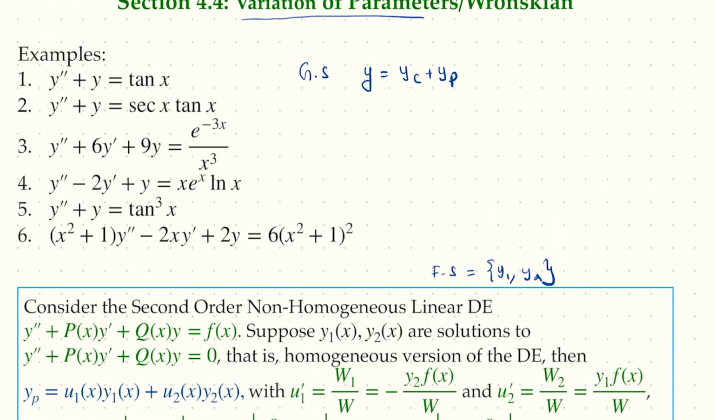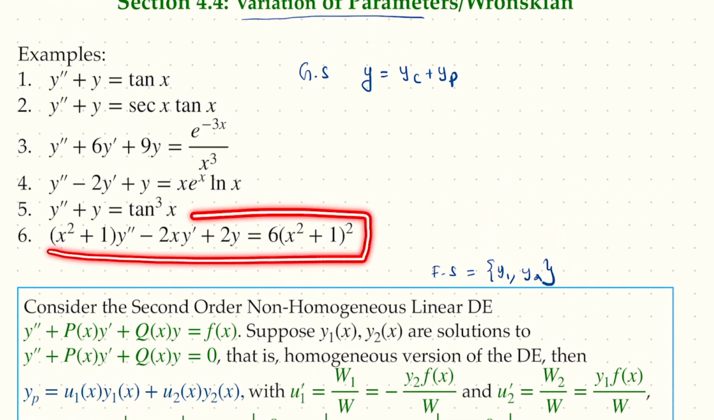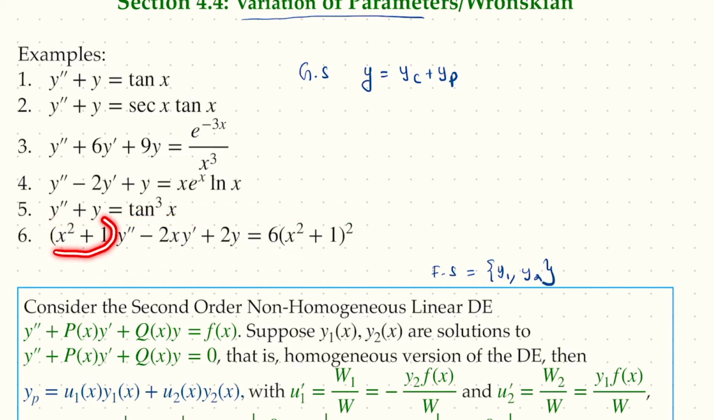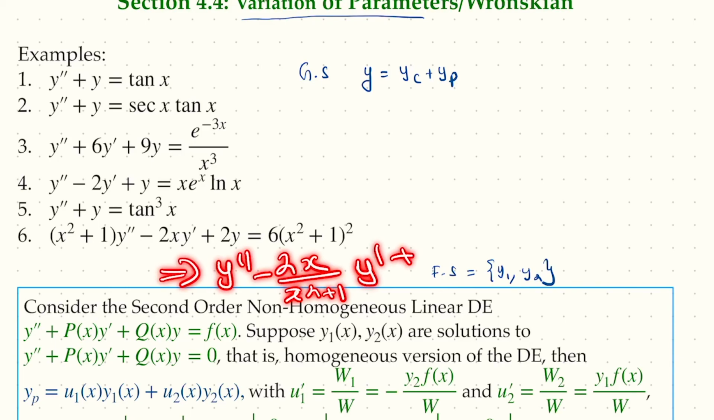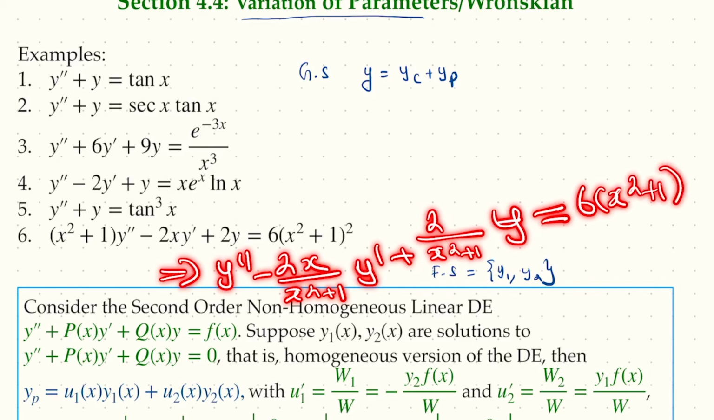For example, if you take a look at this particular example number 6, you see here the coefficient of the y double prime is not equal to 1. So what do you have to do? You need to transform this into this form. To do that, you need to divide the entire equation by x squared plus 1. And then you're going to have y double prime minus 2x over x squared plus 1, y prime plus 2 over x squared plus 1, y, and that is going to be equal to 6 times x squared plus 1, and this will be your f of x.